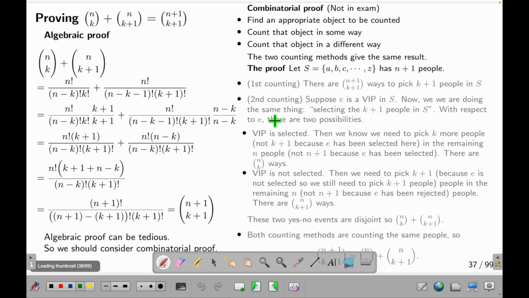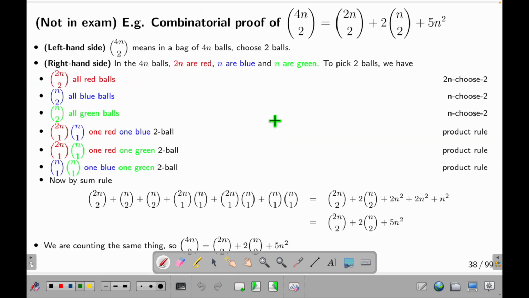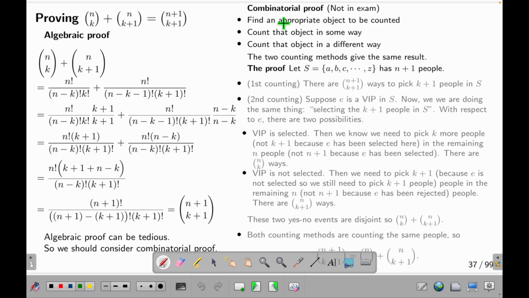Yeah. And then I'm going to give you an example. So again, this is not on the exam. This is called combinatorial proof. So how do you prove this kind of thing? There are 2 ways. Number 1, you do the stupid way. You write down the math and you work very hard to prove this is true. Or you do the smart way.